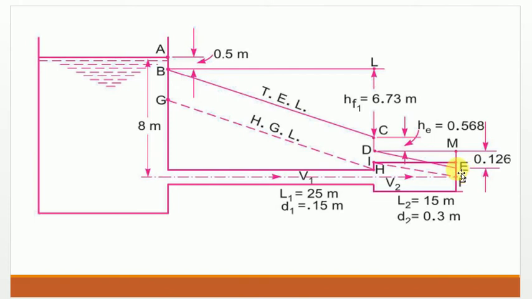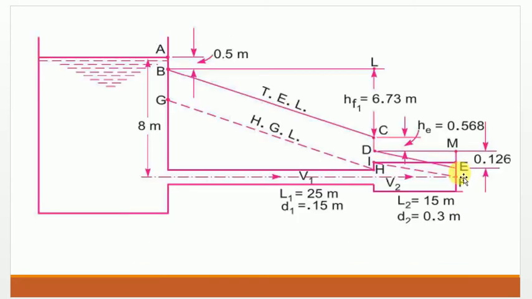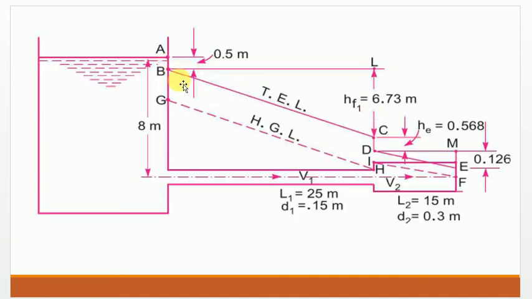At the exit of the pipe, we will have an energy loss equal to 0.063 meter. So from here the end value will be equal to 0.063 meter. The total energy, whatever was present, 8 meter, if you sum all the values, will be equal to 8 meter. So that's how it is used.